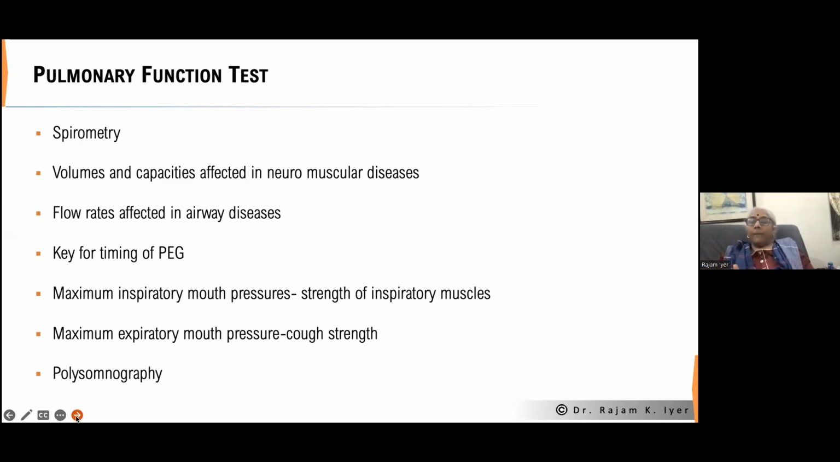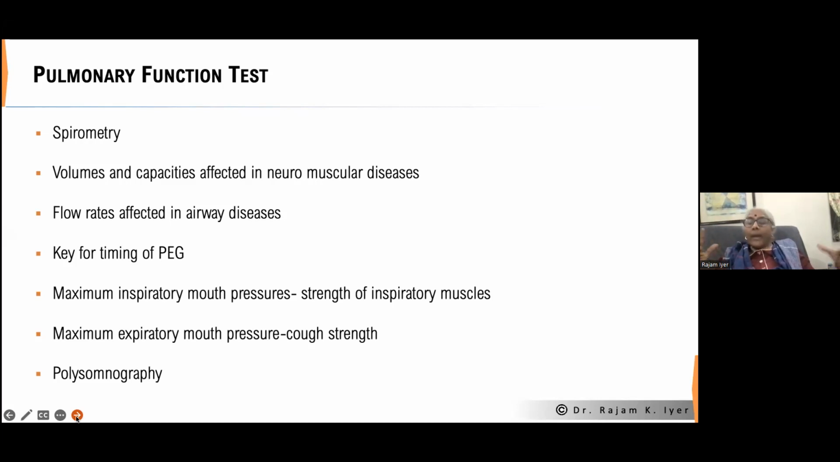So please remember, flow rates are affected in airway disease: asthma, COPD, bronchiectasis, bronchiolitis, etc. Small airways or large airways are affected. Therefore, FEV1 by FVC is the ratio we see for airway diseases.